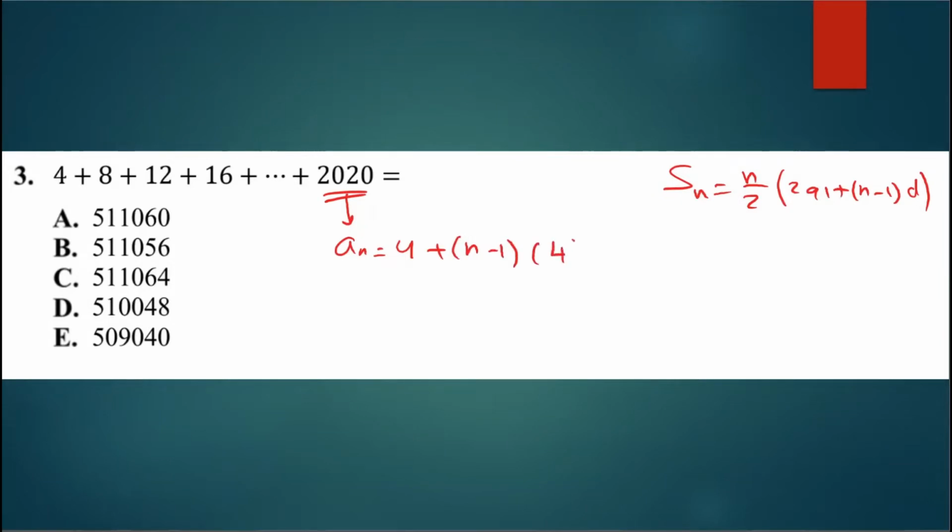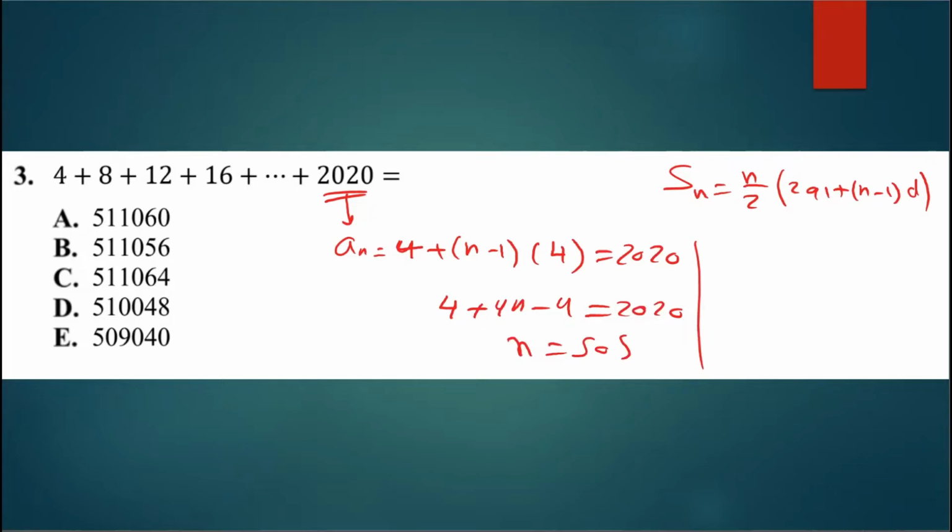d is also 4 here. So I have 2 4s, and that should equal 20. If you add that, you can realize that it's only 4n, because this 4 will cancel with the negative. So for an equal 2020, that means n is 505. So we have 505 terms. So the sum of these 505 terms, just substitute 505 here.